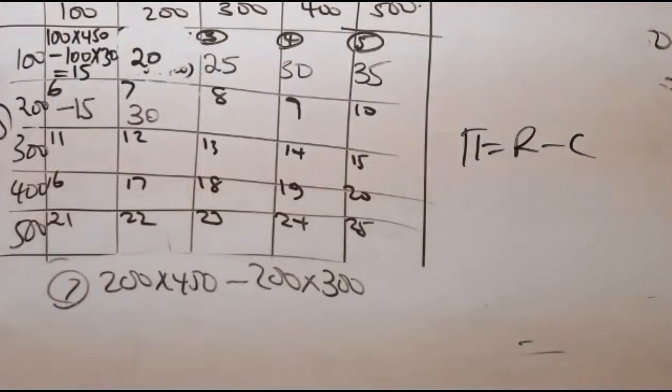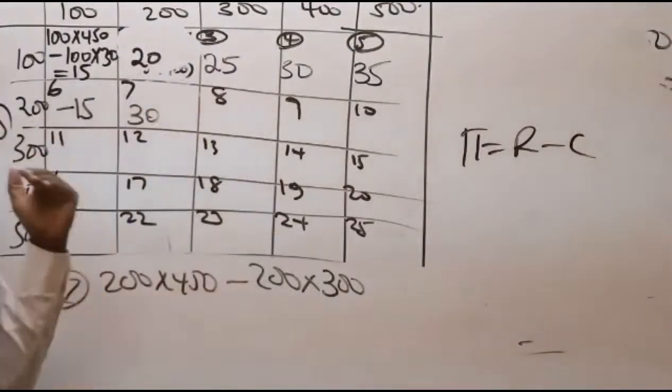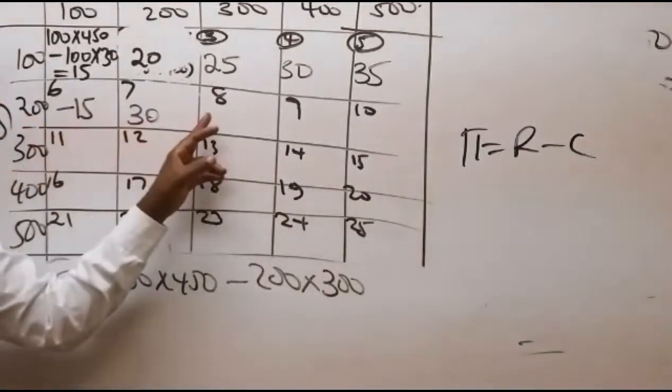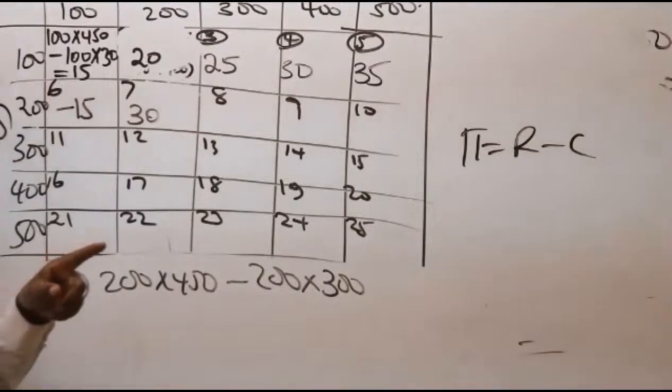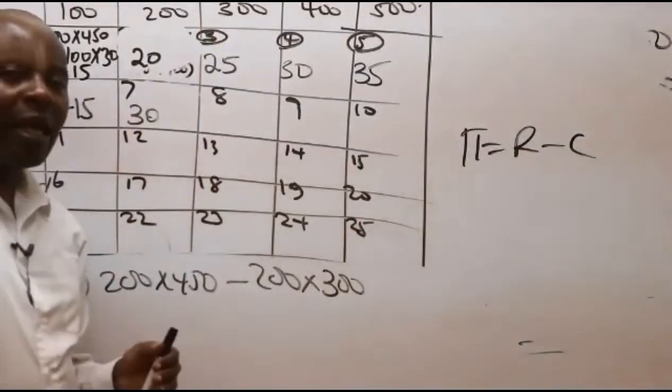Jerry Mwangi wants me to do cell number 8. Look at cell number 8. What is happening in cell number 8? We have supplied how many? 200. But how many have been demanded down there? 300. So the demand is more.